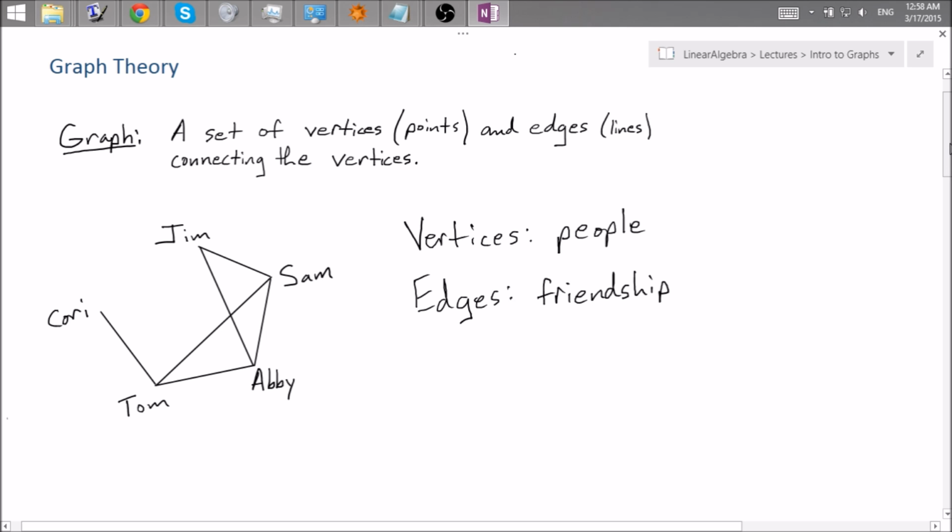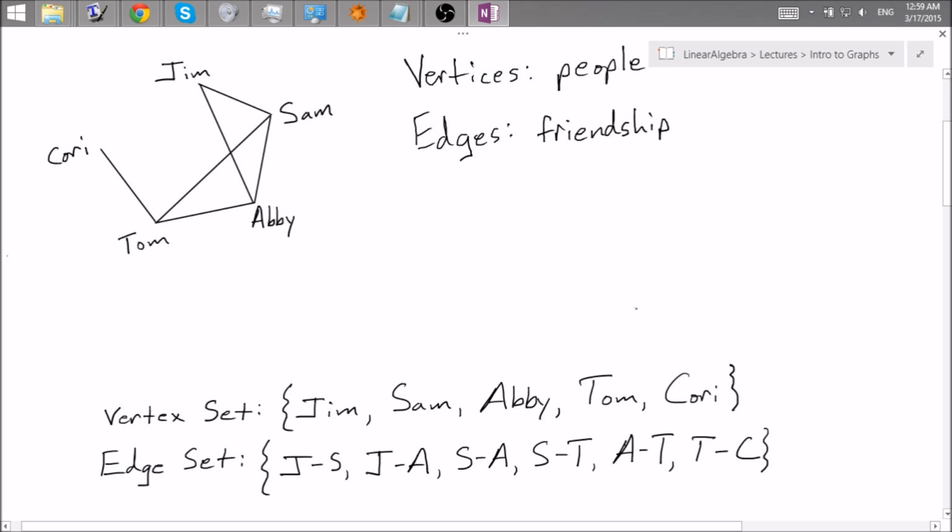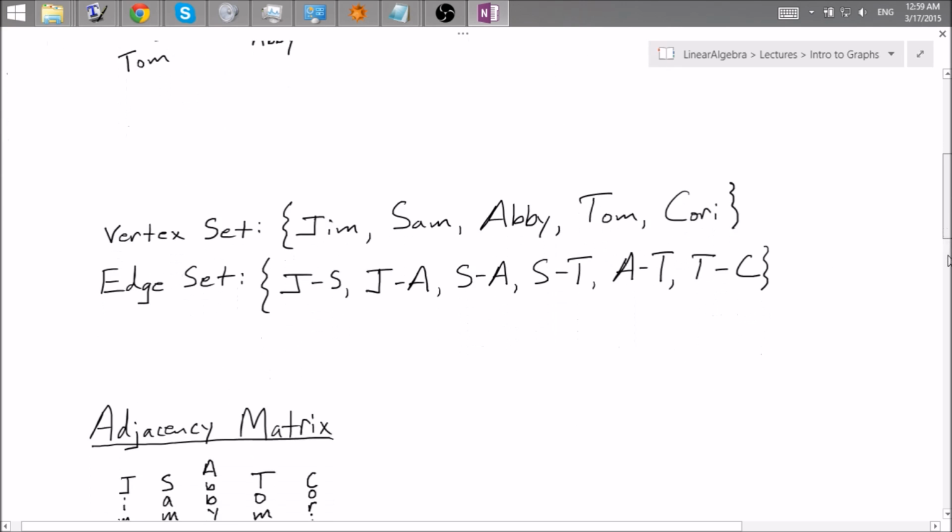Our vertex set consists of Jim, Sam, Abby, Tom, and Corey, and our edge set is the set of relationships: Jim and Sam, Jim and Abby, Sam and Abby, and so on. Now you may wonder what this has to do with linear algebra, and it turns out all of this information can be encoded in a matrix, and we call this matrix an adjacency matrix.